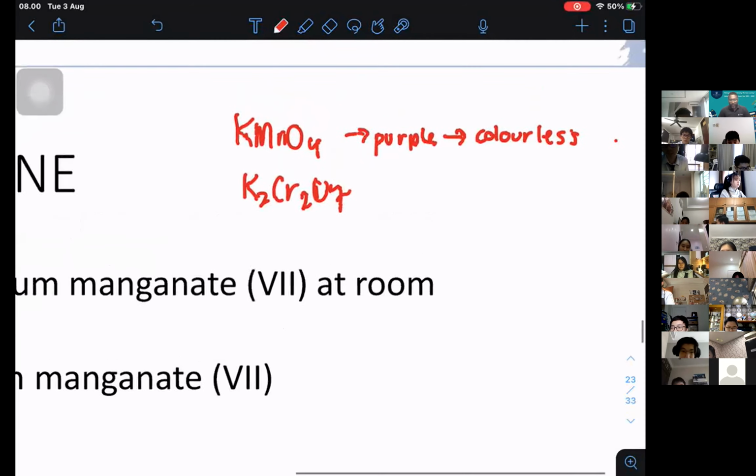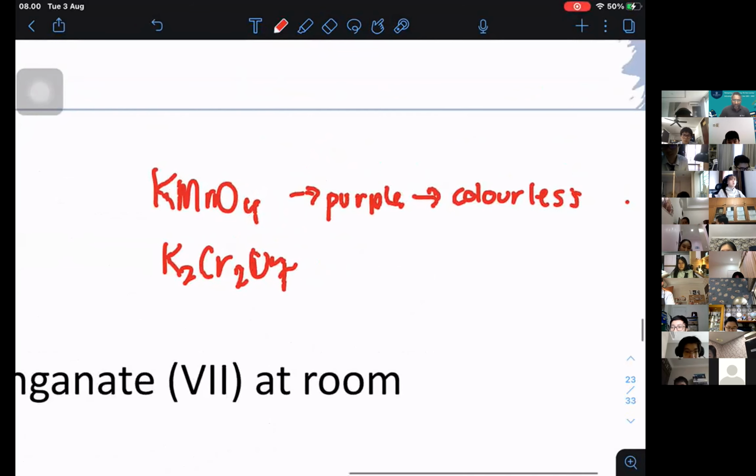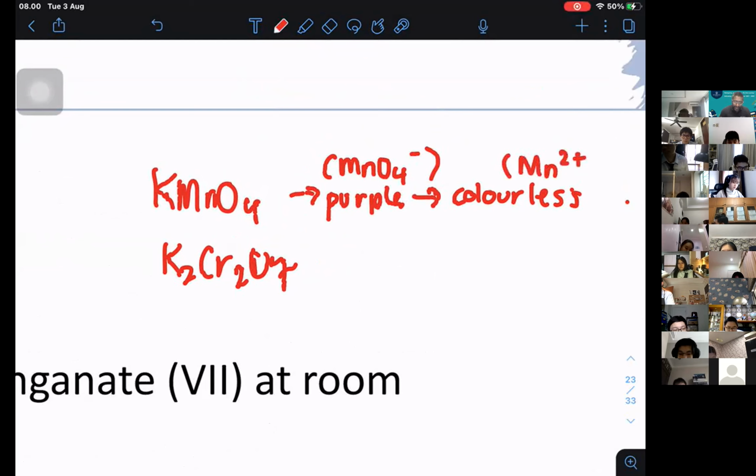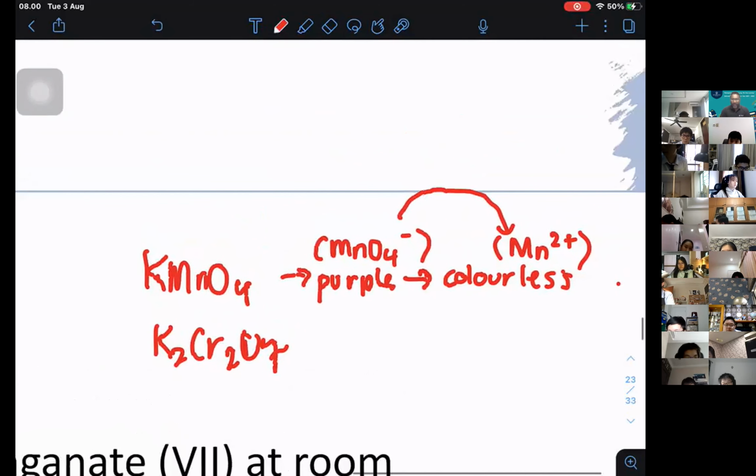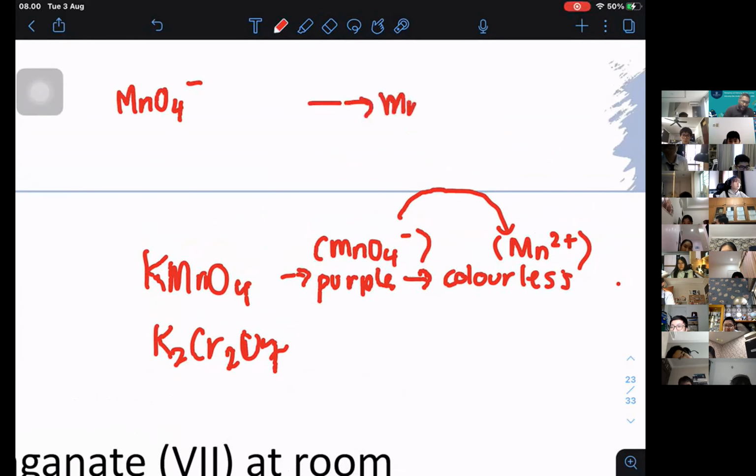And in redox, we have learned that the purple color is given by the MnO4 minus ion, and the colorless ion is Mn2 plus. You need to know how to write down the half equation for that. Since it's our class only, I can just proceed with this. The equation involves MnO4 minus becoming Mn2 plus.